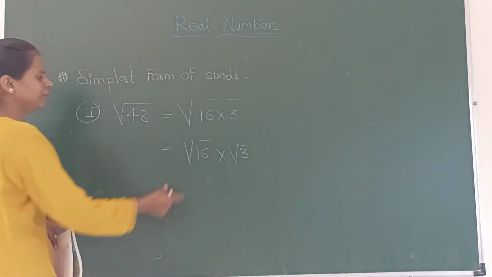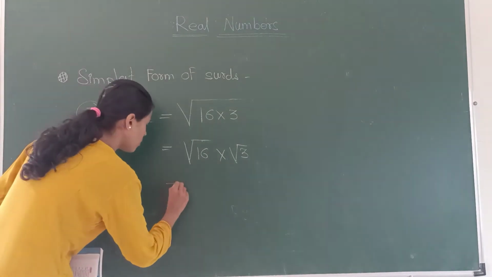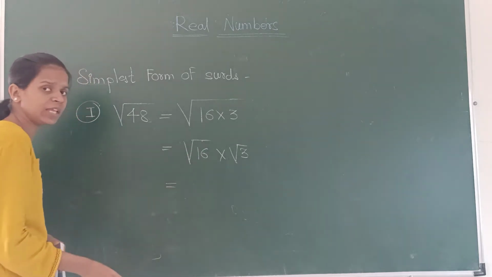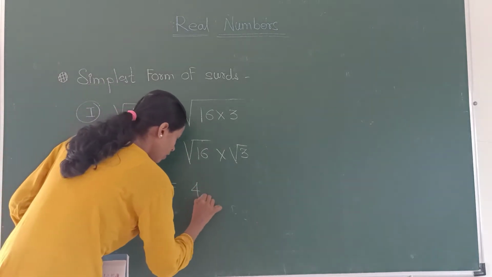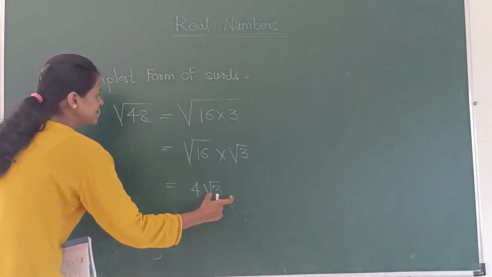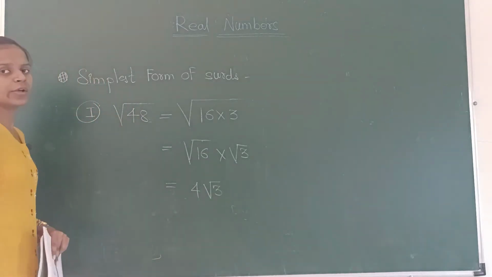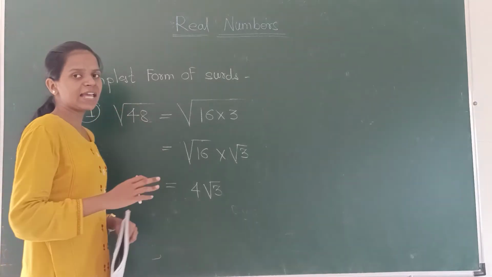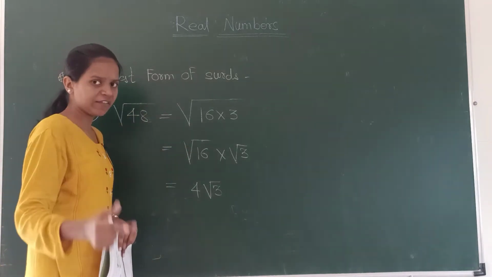No problem if we write it like this. If we remove the root of 16, then it will be 4, and 4 under root of 3. This is the simplest form of under root of 48. It is very simple, just like we simplify equations.